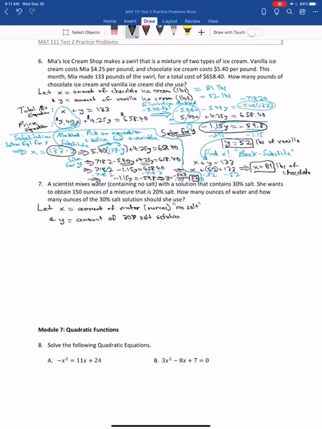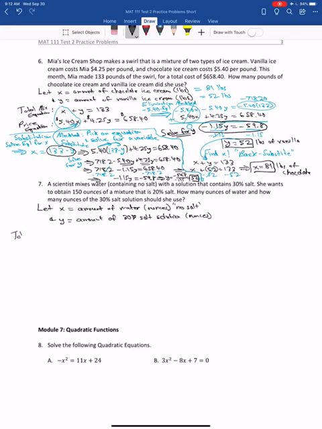So there are two unknowns, right? Now we're looking at a mixture. She wants to obtain 150 ounces of a mixture that is 20% salt. So we're mixing these together. With that said, let's go ahead and get our two equations that we assigned two variables.